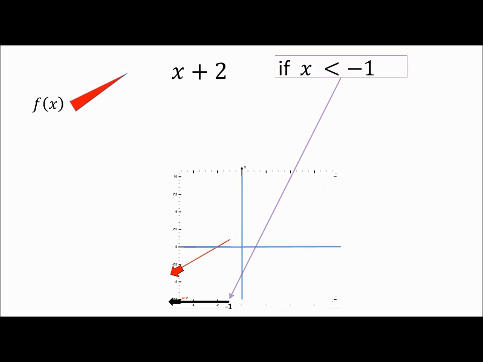Because of this condition, everything to the right of -1 has to be erased. So we will keep only the first part, the first piece. And in this process, we have shown how to create the first piece of our piecewise function.